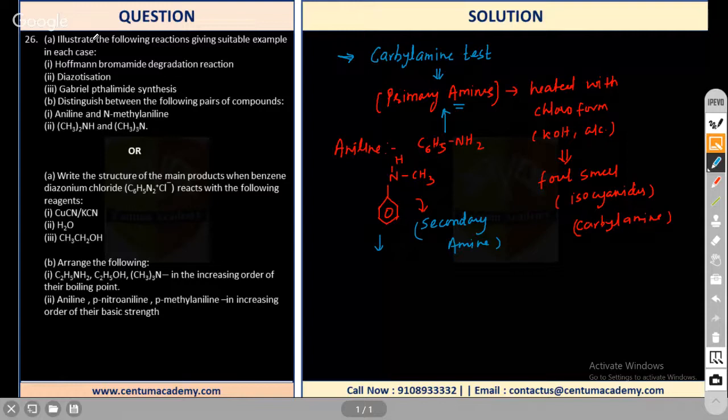RCONH2 with bromine and alkali forms RNH2. Correct. So why are we calling it a degradation reaction? Hoffmann bromamide, why is it degradation? The degradation term.